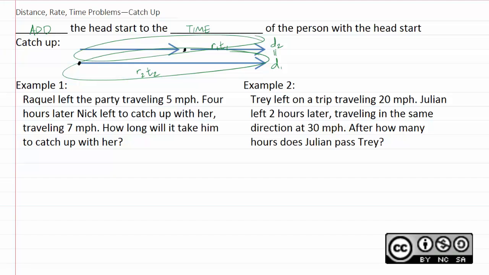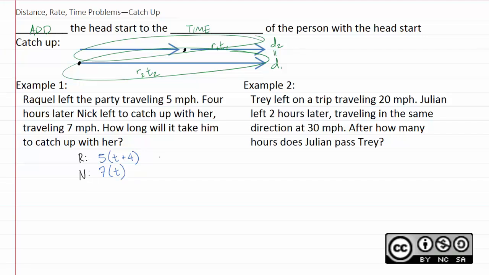For example 1, it says Raquel left the party traveling 5 miles per hour. 4 hours later, Nick left to catch up with her traveling 7 miles per hour. How long will it take him to catch up with her? So we have here that Raquel is going at 5 miles per hour. That would be her rate. Nick's rate is 7. And the thing is, Nick's time is t, but Raquel has been on the road already for 4 hours. So we add 4 to Raquel's time.